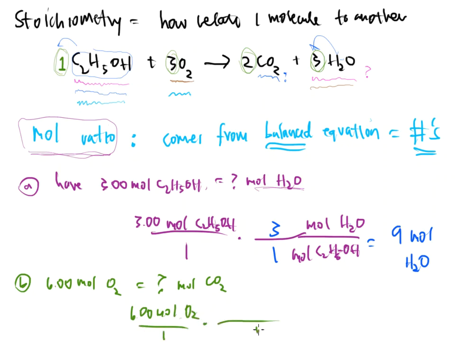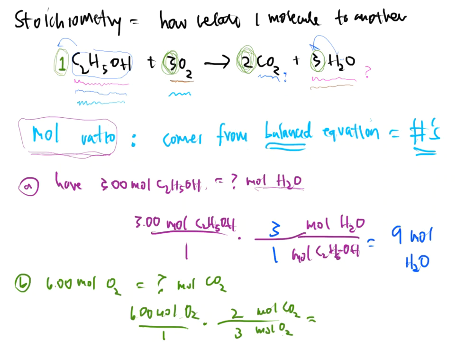Mole of O2 on top, mole of O2 on the bottom. And they want me to go to mole of CO2. I can do that. I can go from one compound to another as long as I have the mole ratio from the equation. So up here in the equation, the O2 has a big fat 3 out in front, so the 3 goes there. And the CO2 has a 2 out in front, so a 2 is going to go there.